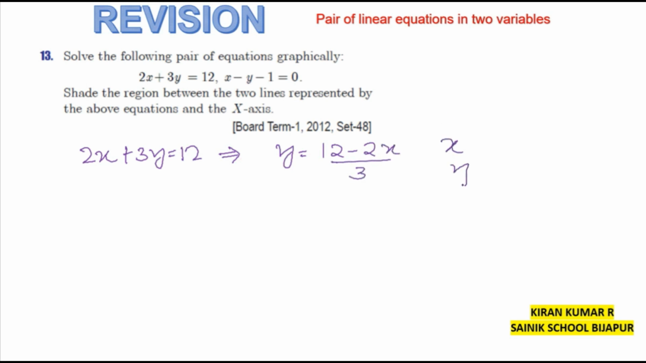The values of x and y coordinates, we will find. For x equal to 0, y value is 4. For x equal to 6, y value is 0. For x equal to 3, the value of y is 2.